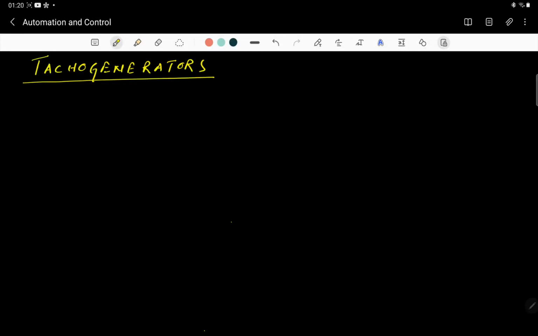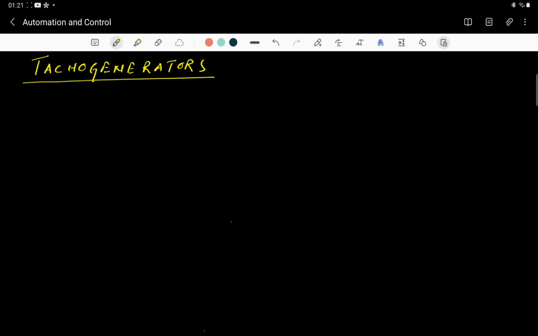So today in this class we are going to discuss the tachogenerators. Simply, if you want to understand what a tachogenerator is, it simply converts the rotational speed into a proportional voltage. It can be an AC voltage or it can be a DC voltage. It can be both.